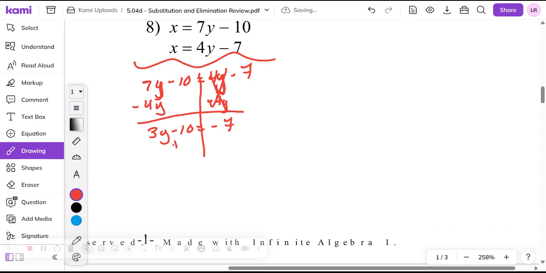Y's are on the left, so I'm going to have to add 10 to both sides. Now we'd get 3y equals 3. Divide both sides by 3, and y is 1.